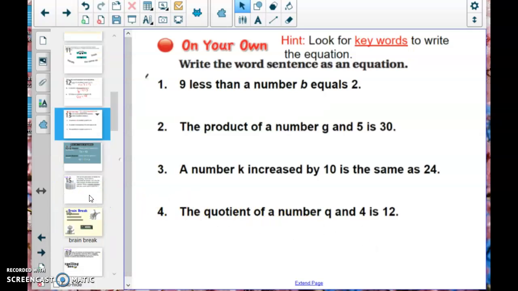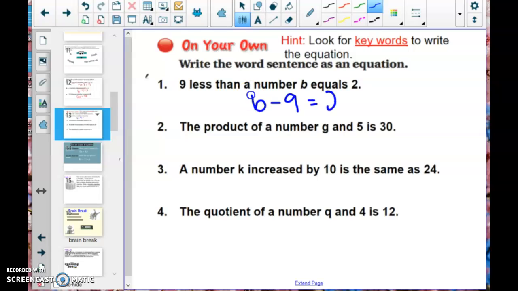To go through each of those to check your answers, 9 less than the number b equals 2. The correct answer, of course, would be b minus 9 equals 2. Remember, less than is a turnaround word, so I turn those two around to write it correctly.